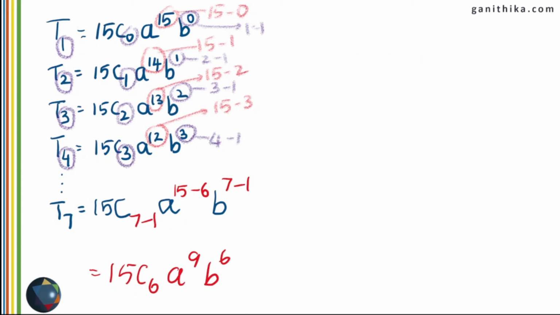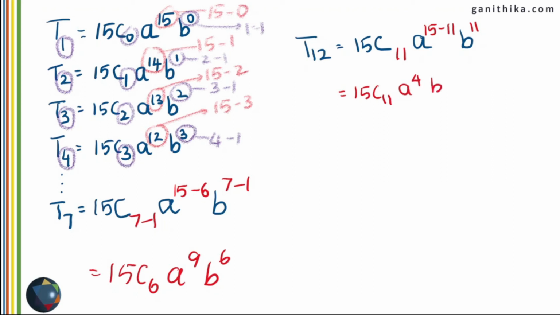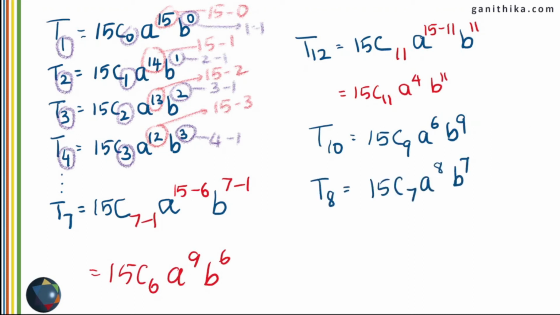Now find T12. Pause the video here, find T12 and look for the answer. Here is the answer for T12. So simplifying, 15C11, a^4, b^11. Now find T10: 15C9, a to the power of 15 minus 9, which is 6, b to the power of 9. And T8 will be 15C7, b^7, and a to the power of 15 minus 7, which is 8. And you can notice that these two numbers added together will always be equal to 15.